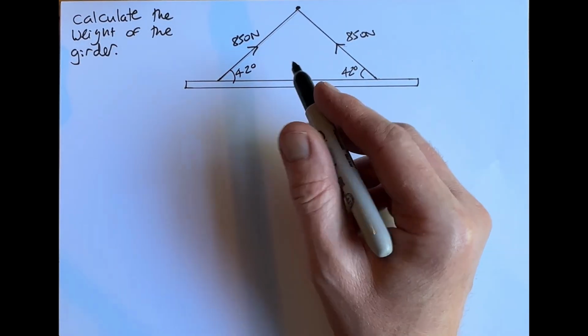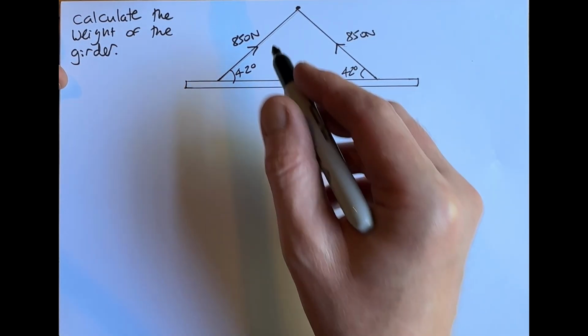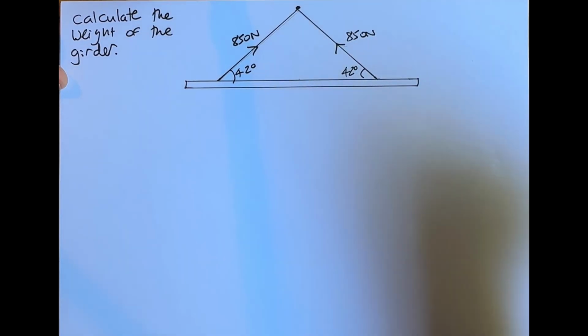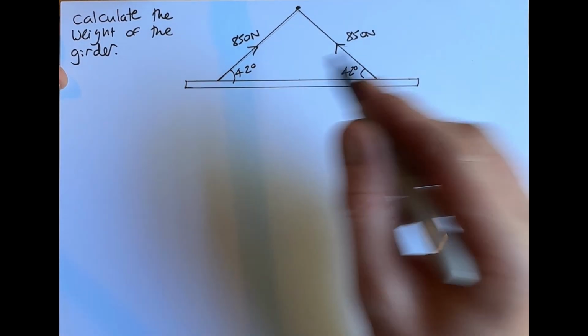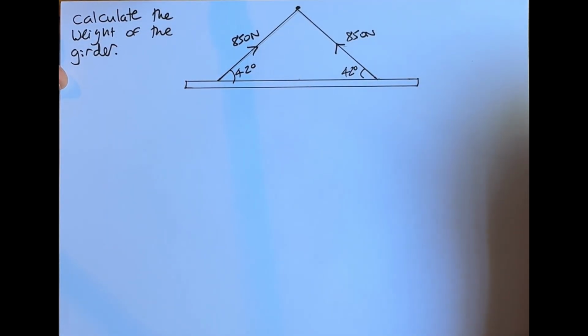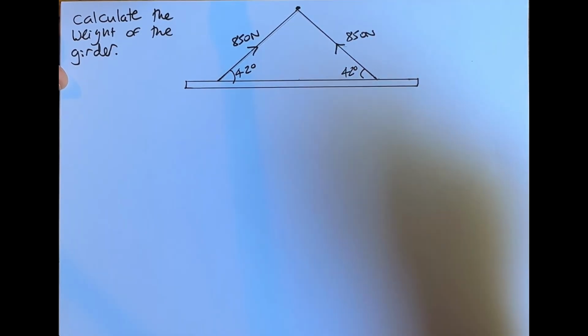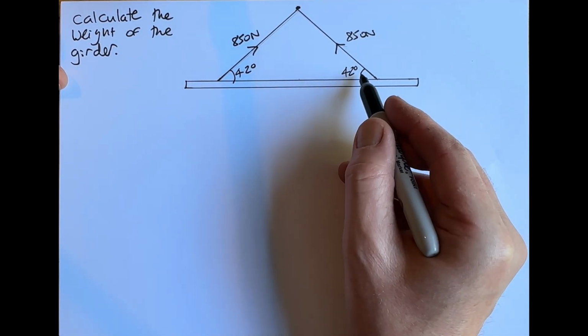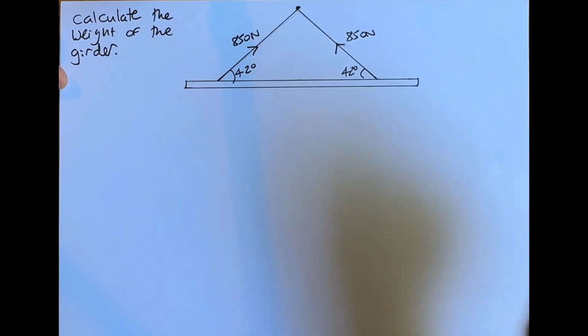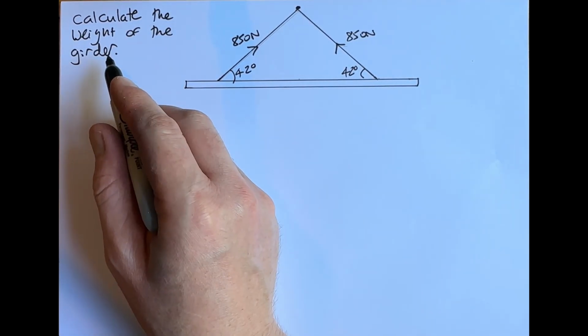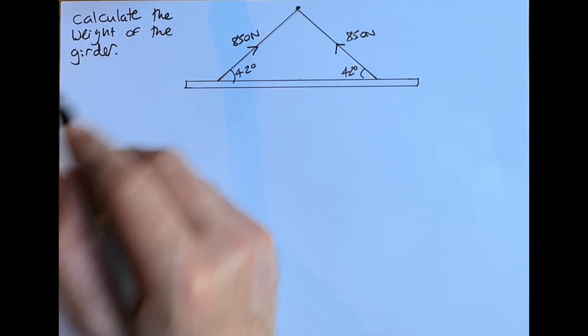Okay, so here we've got a statics problem. We've got a girder. It's suspended by two metal cables, and each cable has a tension in it of 850 newtons. And you can see we're given the angle between the cables and the girder. And we've been asked to work out the weight of the girder.